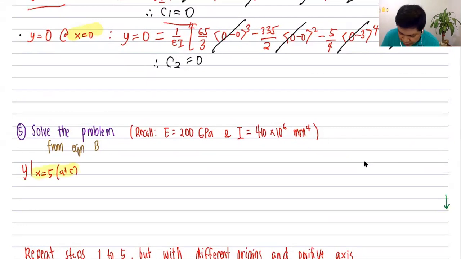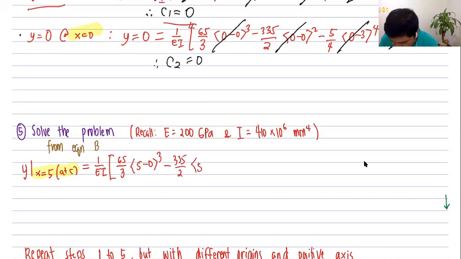Let's just substitute the values using equation B. That's 1 over EI times 65 over 3 times 5 minus 0 cubed, minus 335 all over 2, 5 minus 0 squared, minus 5 all over 4, 5 minus 0 to the fourth, plus 5 over 4, 5 minus 3 raised to 4.